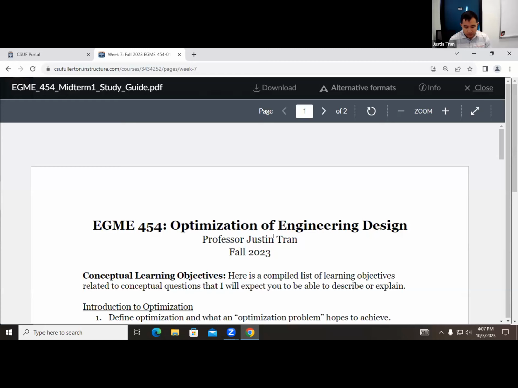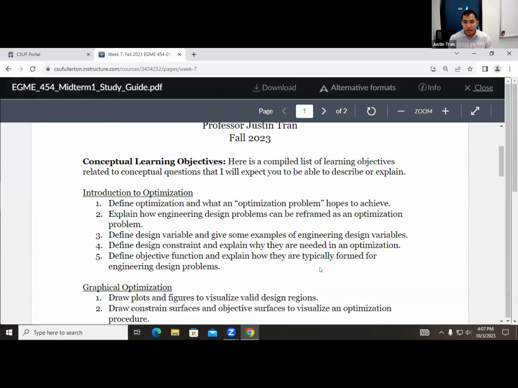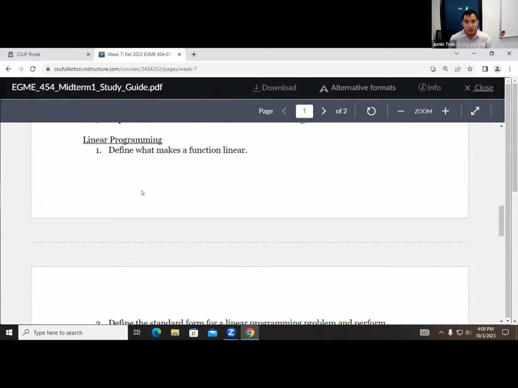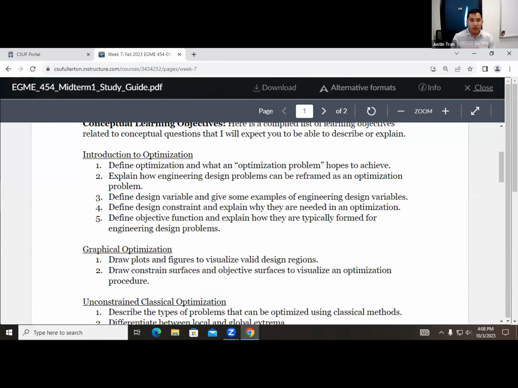Okay. And so if you read the study guide, you can see here that I've broken it down into the different sections that we've gone over in the class. And you can see here that I've written each learning objective as if it were a problem, right? So you can definitely imagine me making a question on the exam to say, define optimization and explain what an optimization software hopes to achieve.